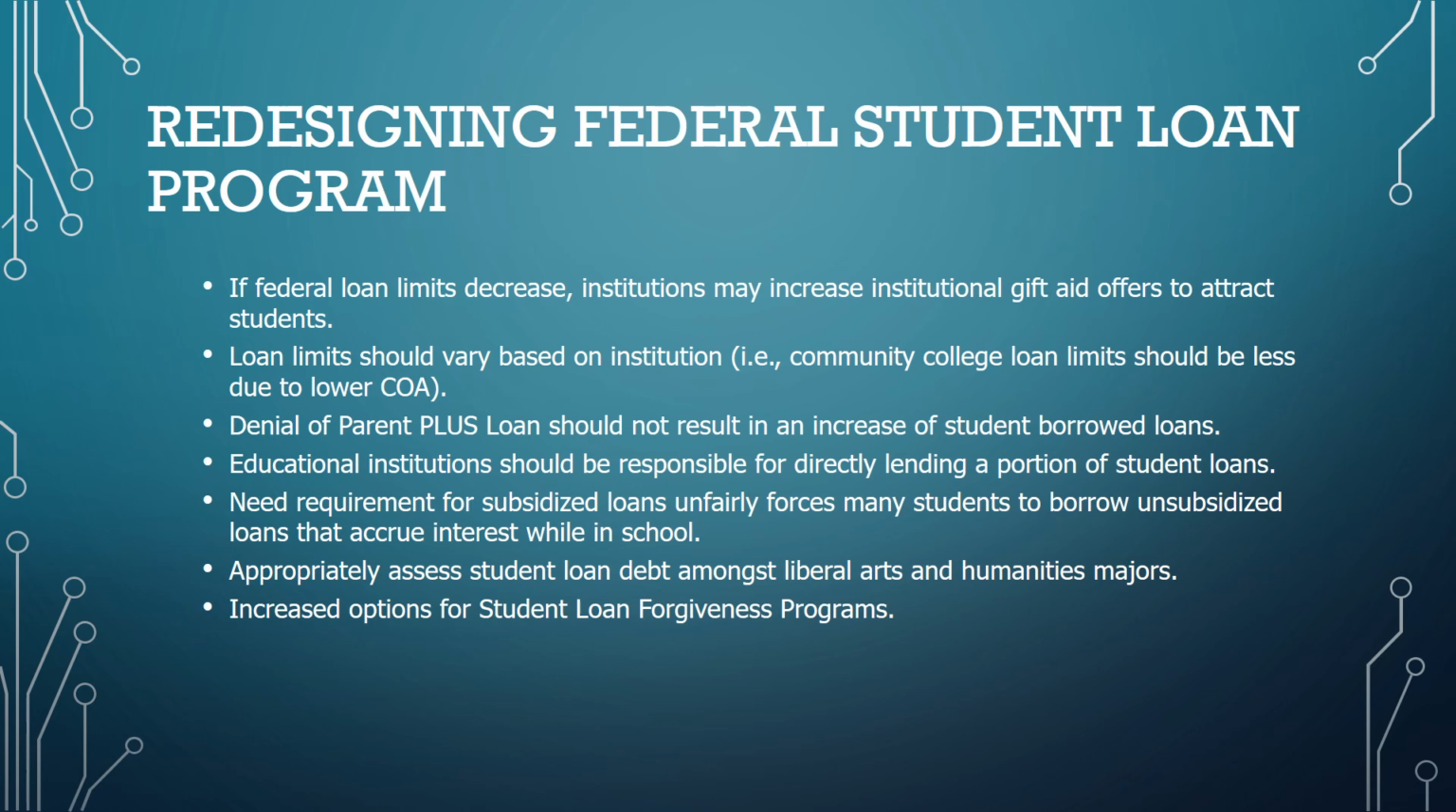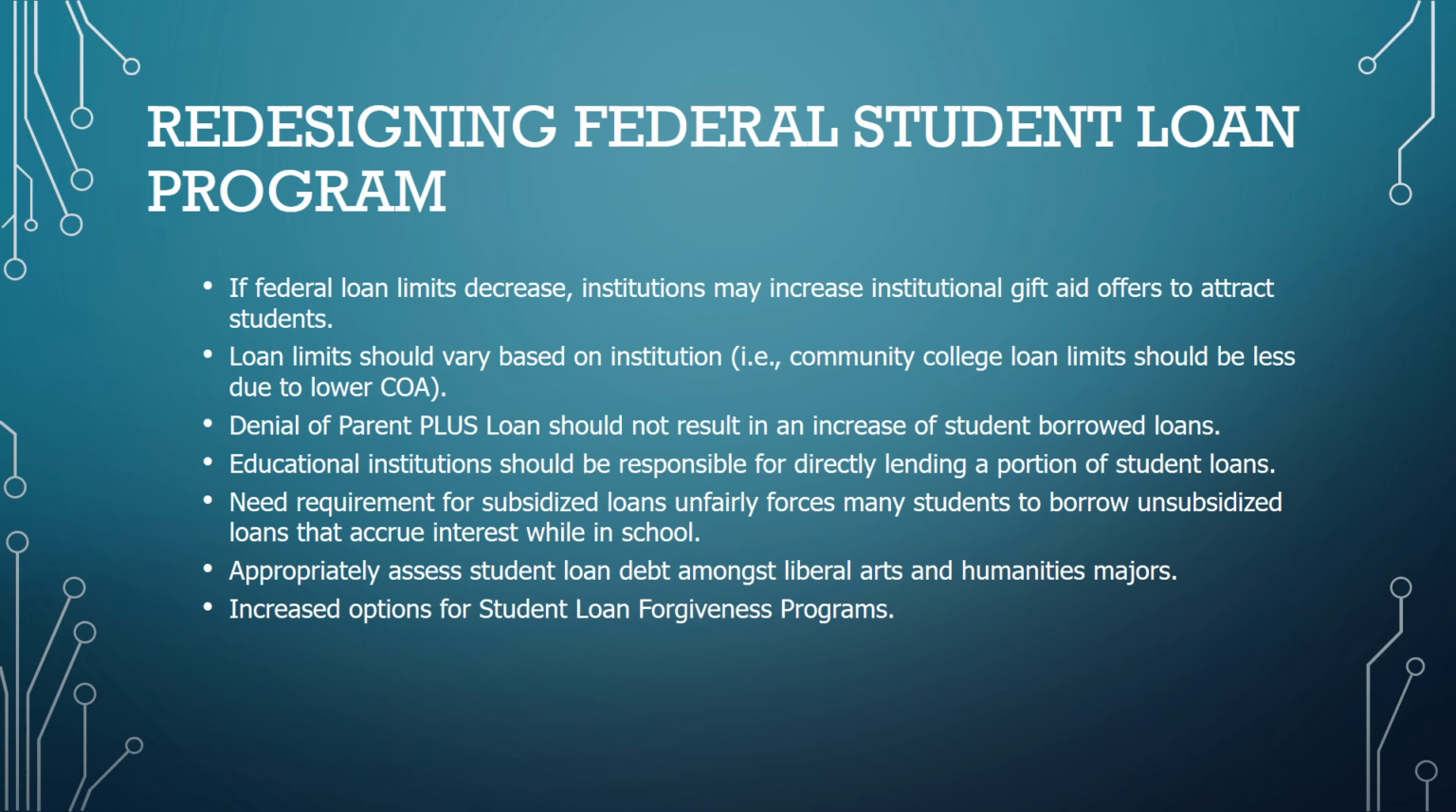Loan limits should vary based on institution. For example, community college loan limits should actually be less than university loan limits due to the lower cost of attendance. Rather than allotting $5,500 for a first-time freshman at a community college, the loan limit should be reduced based on the cost of attendance at the community college. If a student is attending a university, the loan limit should reflect the cost of attendance at that university within a reasonable amount.